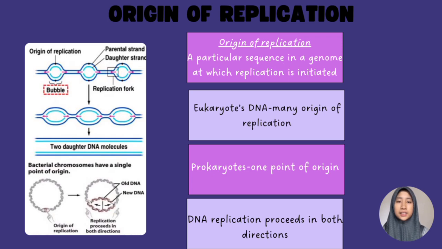Origin of replication is a particular sequence in a genome at which replication is initiated. Eukaryote DNA has many origins of replication. Eukaryote DNA is long and linear. Since it's so big, it needs many origins of replication to start copying DNA at multiple points. Prokaryote DNA is small and circular. It only needs one origin of replication because the smaller size allows the DNA to be copied from a single starting point in a short amount of time. Lastly, DNA replication proceeds in both directions.